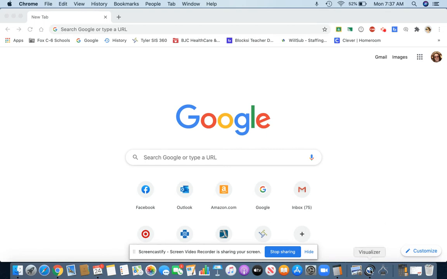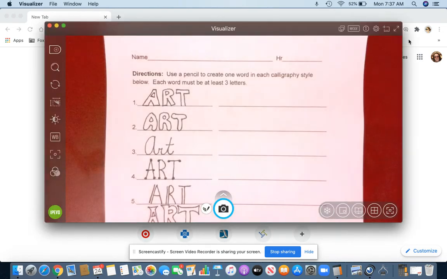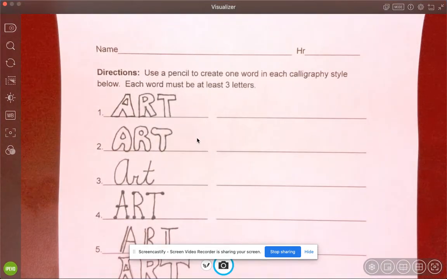Good morning. Today I'm going to show you guys how to complete what I call the calligraphy worksheet. Calligraphy is a way that you can create sort of stylized letters. It's like saying there are different fonts when you type on the computer. Calligraphy is basically the same thing, but not in a digital form.